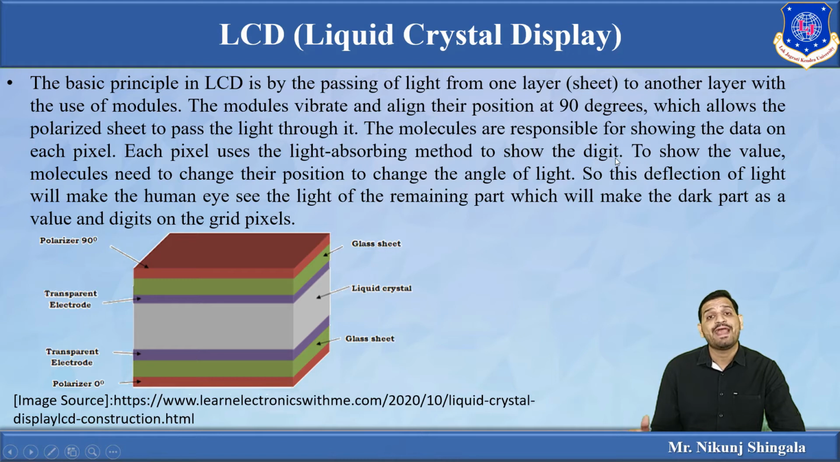Now how will the value be displayed? When we give the external supply and want to display some value, molecules need to change their position to change the angle of the light. The deflection of light will make the human eye see the light of the remaining part, which makes the dark part appear as a value. So what will be happening? The character which I want to display will be deflected, so the remaining part will become lighter and some part will become dark. That dark part is nothing but the value or digit which we want to display on the LCD. Basically, it consists of grids of pixels. So this is how an LCD works.